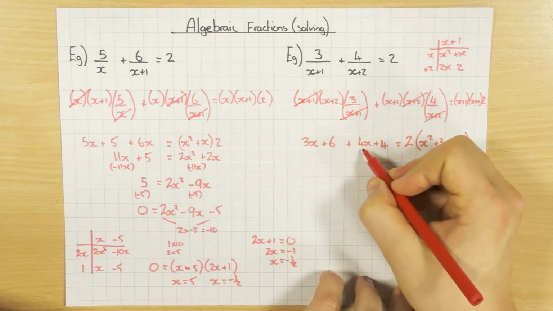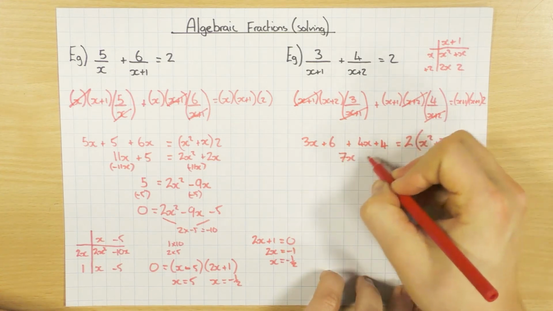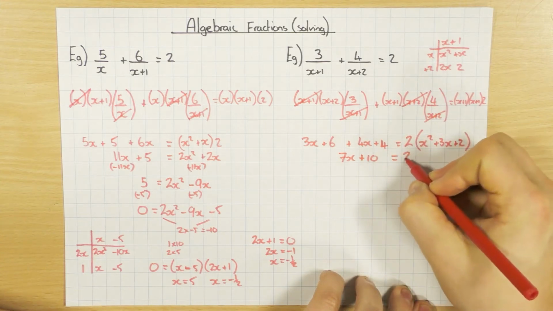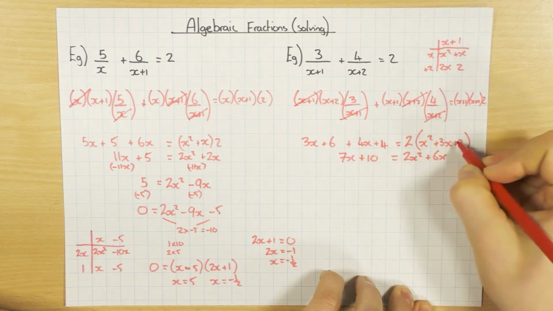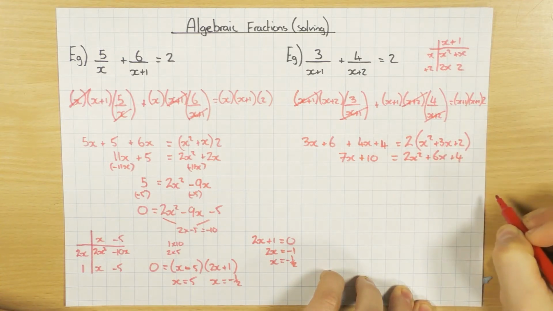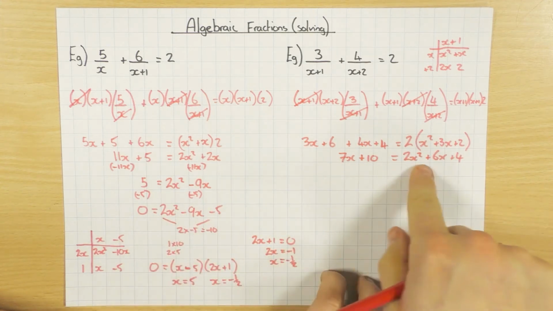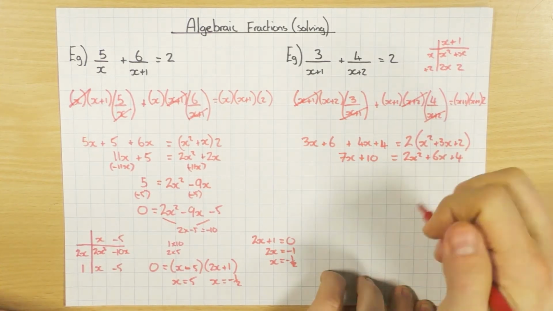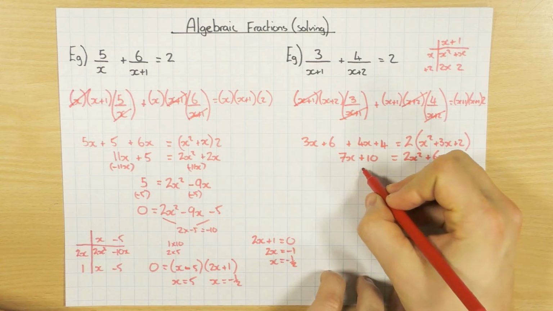So 3x plus 4x is 7x, and then 6 add 4 is 10. And here 2 times x squared is 2x squared, 2 times 3x is 6x, and 2 times 2 is 4. Okay. Again, just like over here, to solve the quadratic, I need to have it equal to 0. So I'm going to take everything from this side over to this side. So I'm going to minus 7x, and I'm going to minus 10.